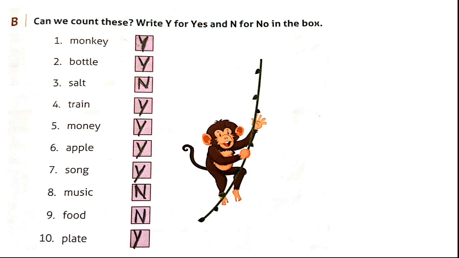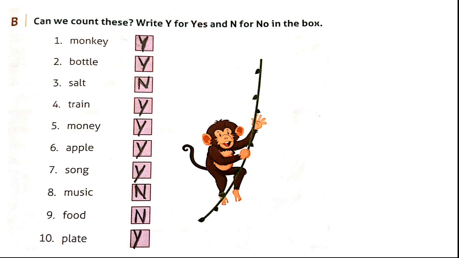Exercise B. This is given on the next page. Can we count these? Write Y for yes and N for no in the box. For the things you can count, write Y. For the things you cannot count, write N. See the first one. Can we count monkey? Yes. So we are going to write Y.